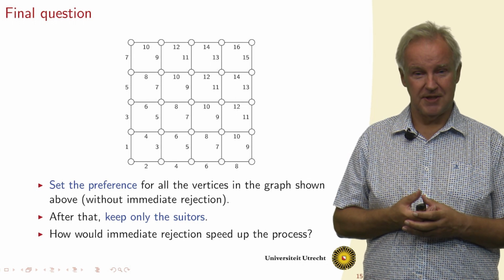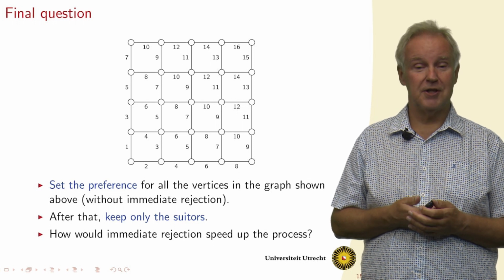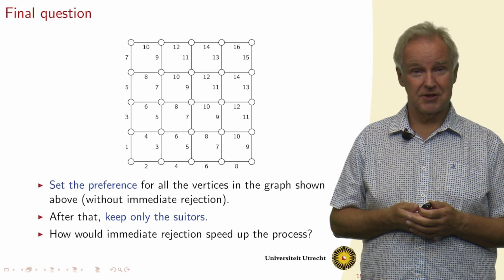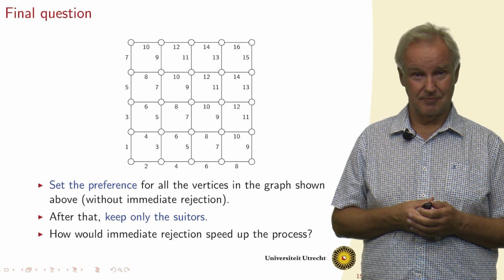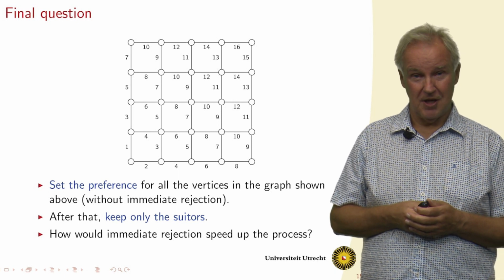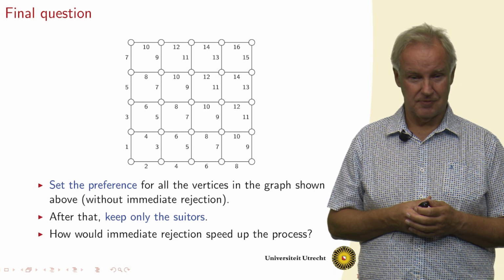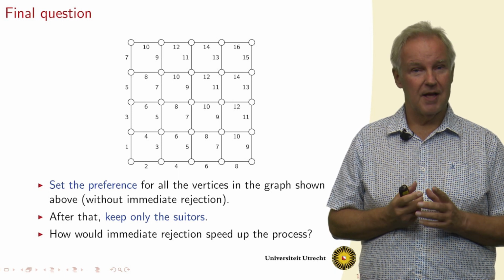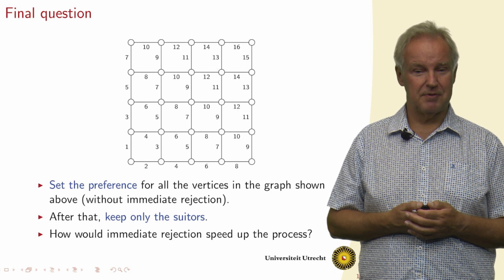The final question: this is the graph that we saw also in an earlier video. You are asked to set the preference for all the vertices in this graph. Once you've done that, you set all the suitors. And another question is, how would immediate rejection speed up the process?